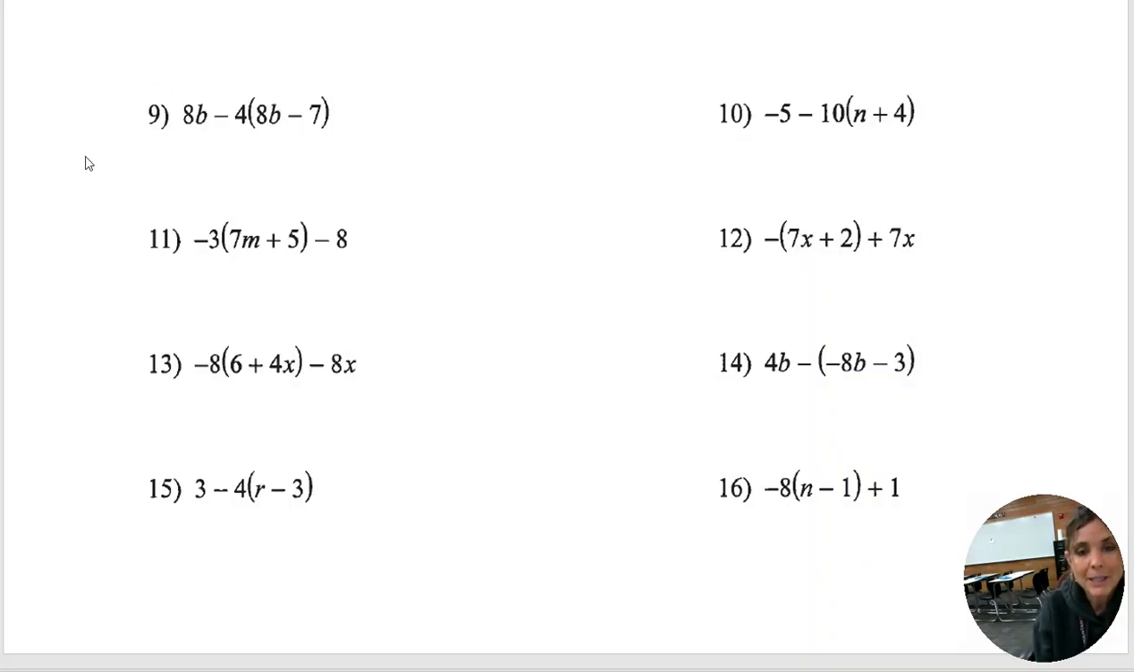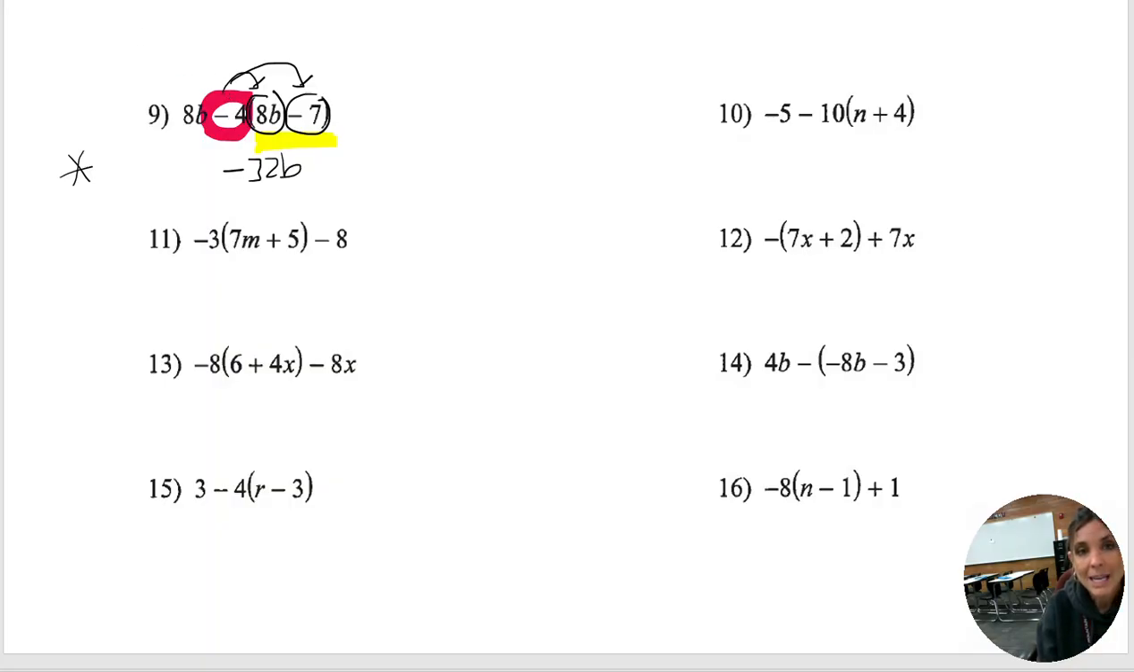Okay, I'm going to go ahead and start with question number 9. Now, the thing I want you to pay careful attention to is the signs. You can see inside our parenthesis, we have a positive 8b, and we have a negative 7. And then right next to our parenthesis, we have a negative 4. Because there's a subtraction sign in front of that 4, that 4 is negative. Okay, so we're going to distribute first. We're going to pay careful attention to the detail of our signs. Then we're going to combine our like terms. So negative 4 times positive 8 is negative 32b. We write that down.